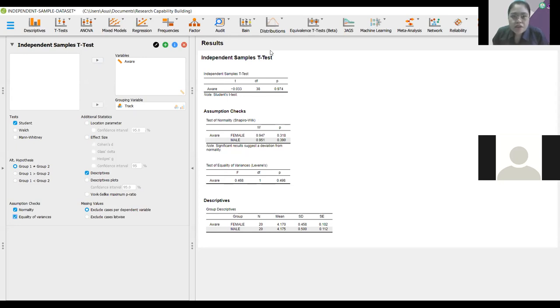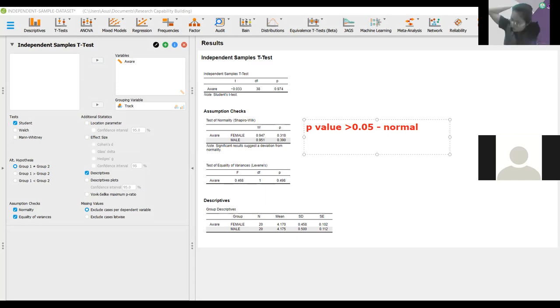Pero, di ba, our decision rule here, if the p-value for the normality, test for normality, Shapiro-Wilk, if the p-value is greater than 0.05, then yes, there is normality of distribution. So just like this one, for both groups, you have 0.318 and 0.390, which are greater than 0.05. Therefore, we can conclude that the data sets here are normally distributed. So yes, pwedeng gamitin si t-test.